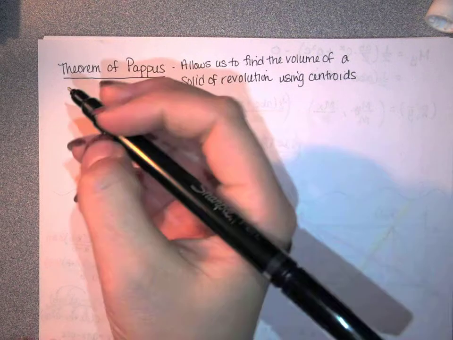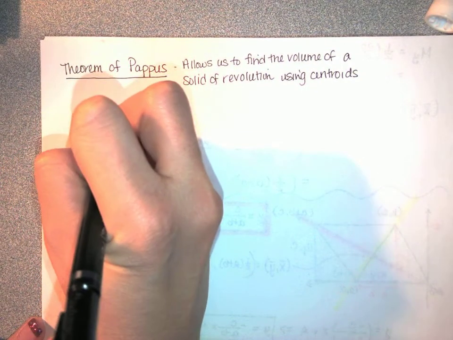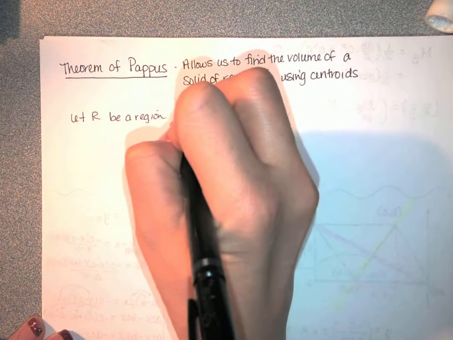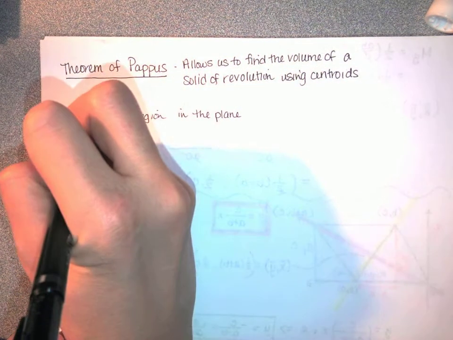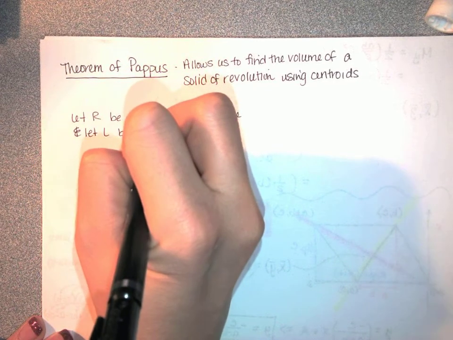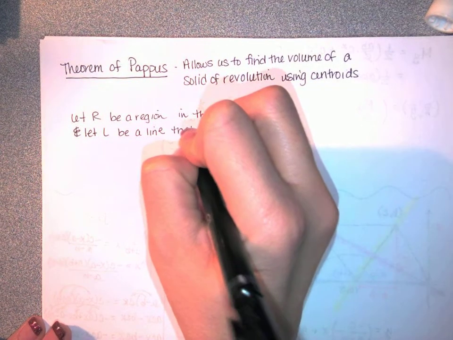So here's the theorem. It says, let R be a region in the xy plane, and let L be a line that does not pass through R.